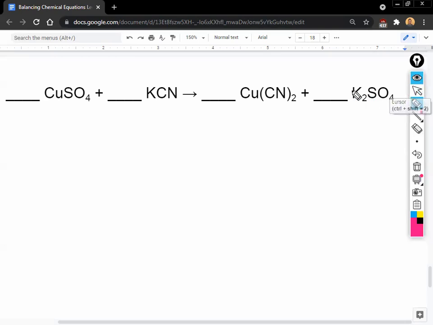Okay, so what we're going to do is we're going to make our table first. So we got to count all the elements. Okay, so we have copper.